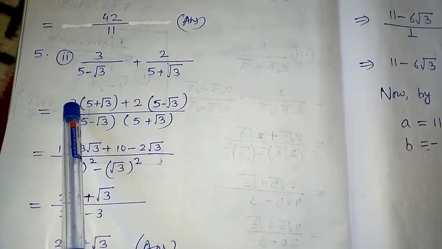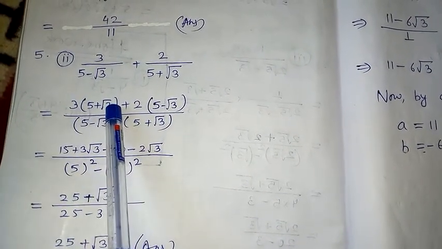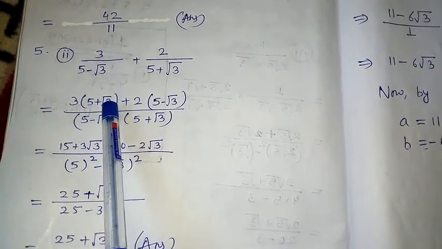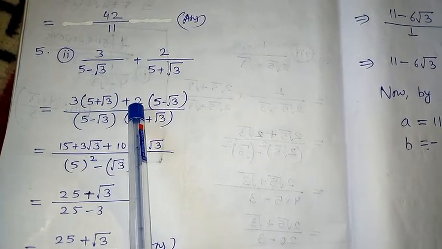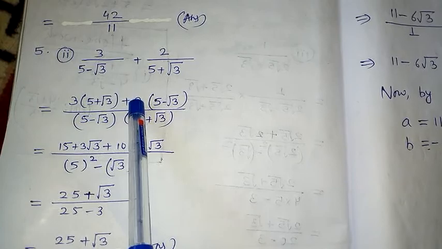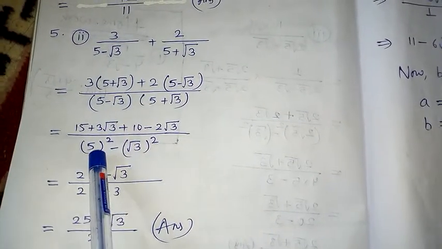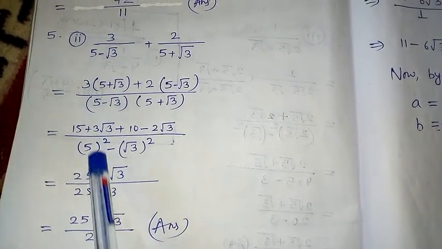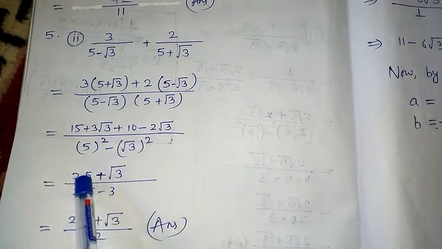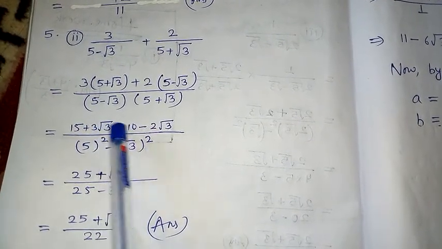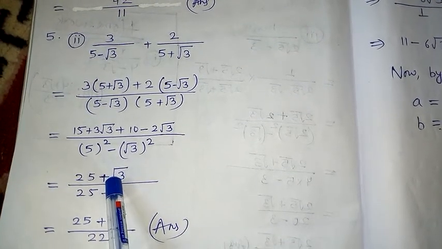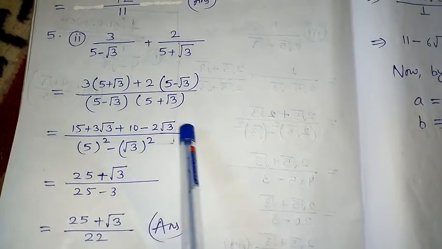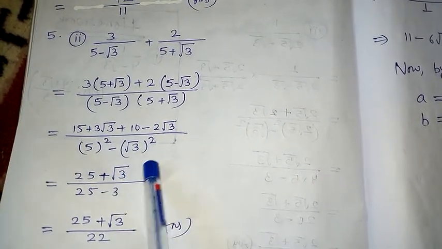After multiplication, 3 fives are 15, and 3 into root 3 is 3 root 3. Very important: don't write 9, 3 threes are 9, no. It is in root, so 3 root 3. Similarly, plus 10, and plus into minus, minus 2 into root 3 is 2 root 3. And the down part is the formula of a square minus b square: 5 square is 25, root 3 square is 3. Now here 15 plus 10 is 25, numbers I add. And 3 root 3 minus 2 root 3 is 1 root 3. 1 we don't write, we only write plus root 3. Like plus 3x minus 2x is plus 1x, similarly plus 1 root 3, and 1 we don't write.